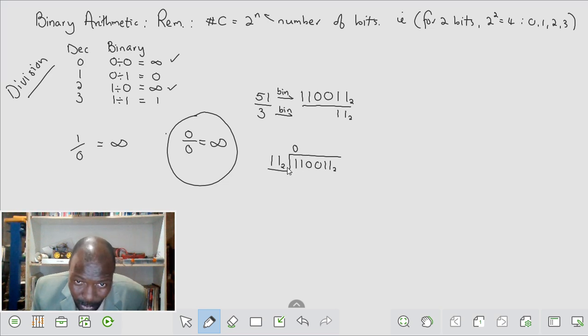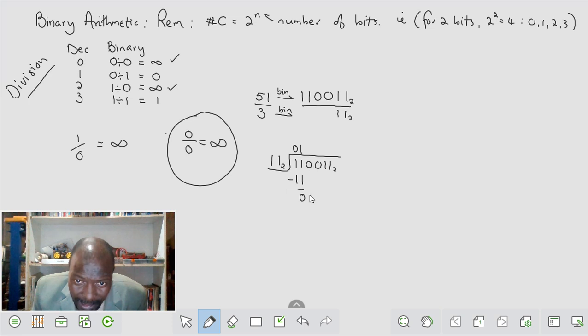1 1 into 1 1 will give us, obviously they're equal, so it's going to be a 1. 1 times 1 1 is going to be 1 1. And we subtract. We get our answer there. Our answer is what? This is too long. I don't like that. Okay, let me just remove it. And then this is going to be 0 because they are equal.